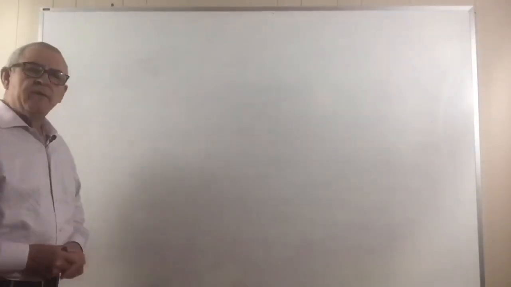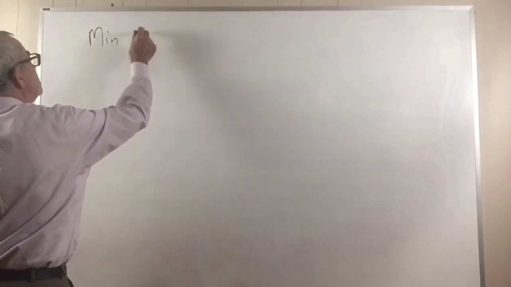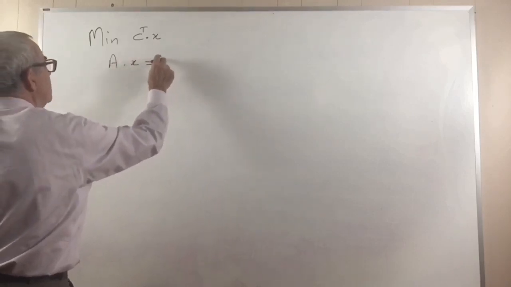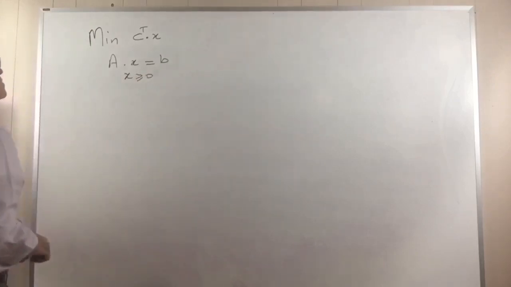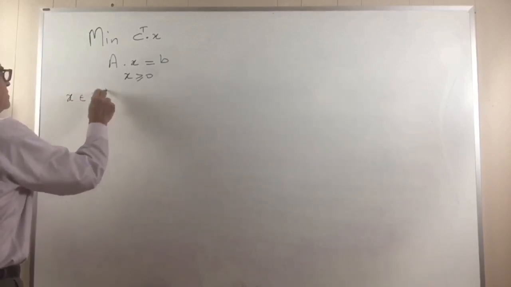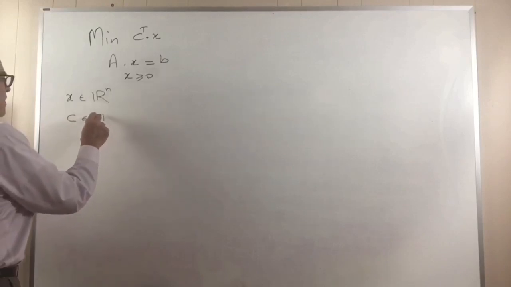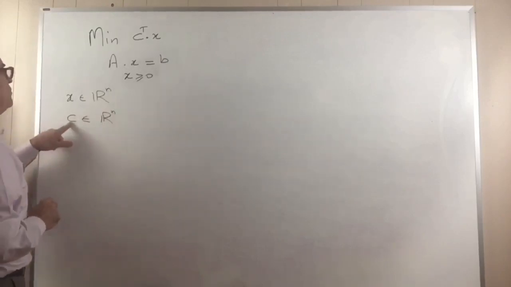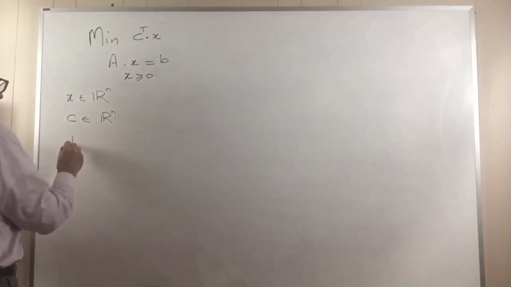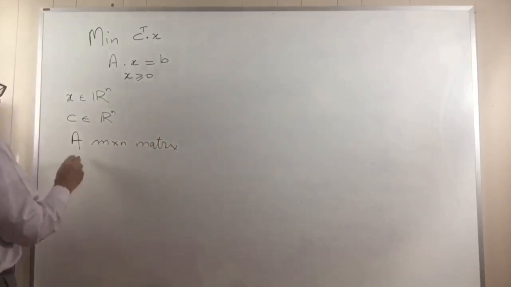So let's define what a linear program is. We want to minimize a linear form C transpose X subject to a system of linear equations A dot X equal to B and X is non-negative. Here X is an n-dimensional vector. These are usually referred to as the decision variables. C is also in R^n, and these are usually referred to as the unit costs. So C transpose X is some type of cost that we want to minimize. A is an m by n matrix, and B is an m-vector.